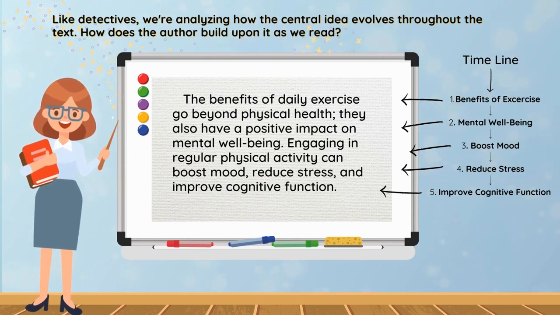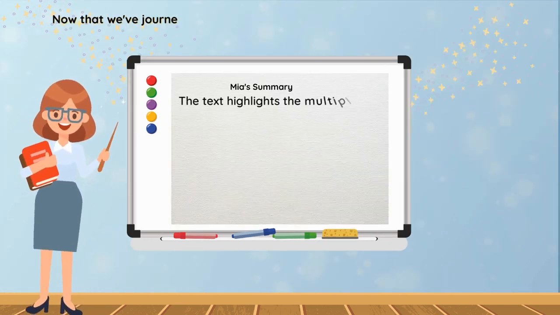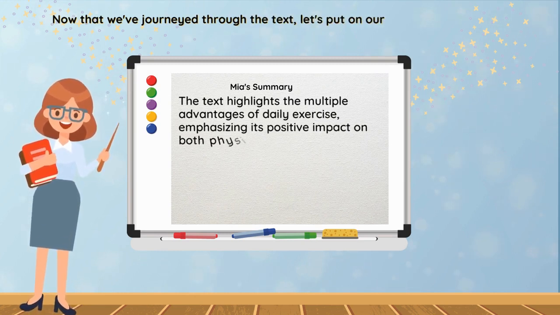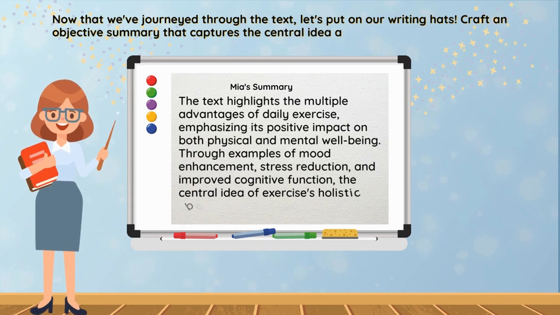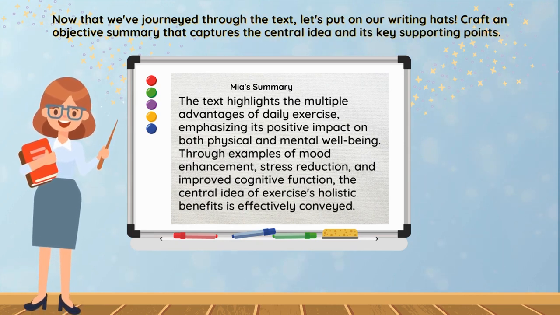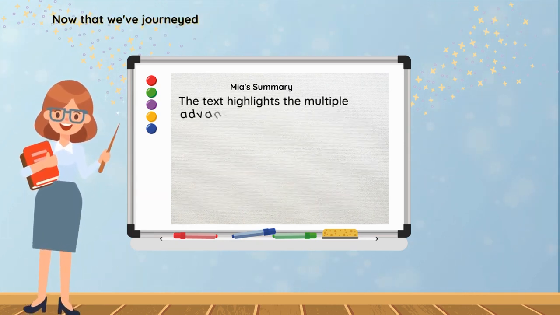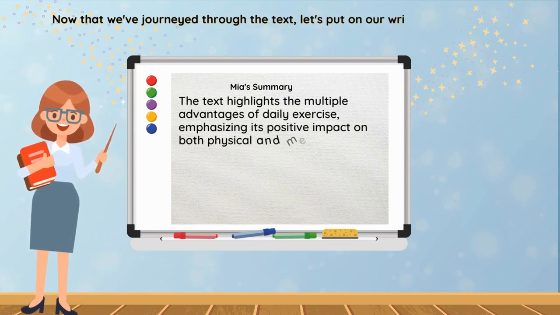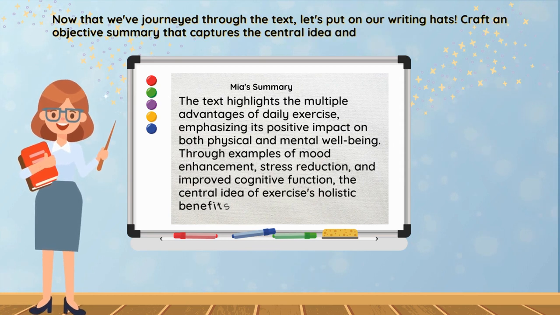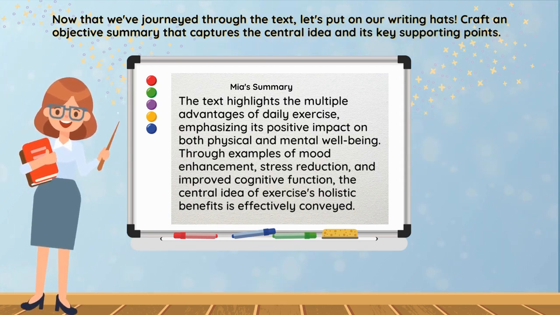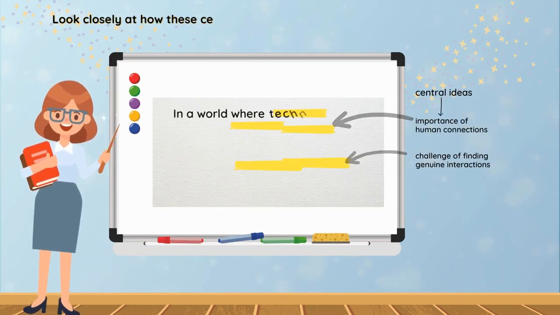Let's put our writing hats on. Let's craft an objective summary that captures the central idea and the key points. This is Mia's summary. The text highlights the examples of mood enhancement, stress reduction, and improved cognitive function. The central idea of exercise's holistic benefits is effectively conveyed.